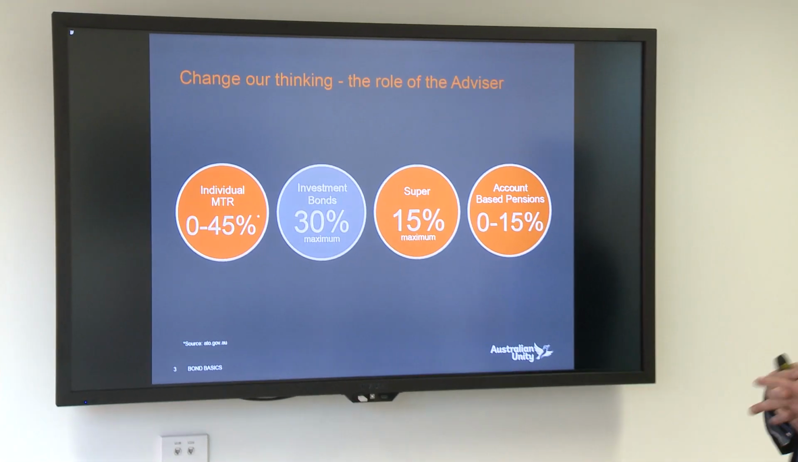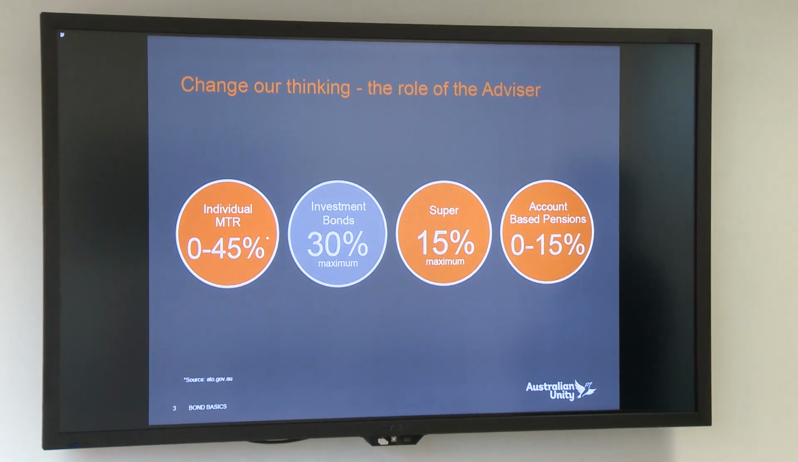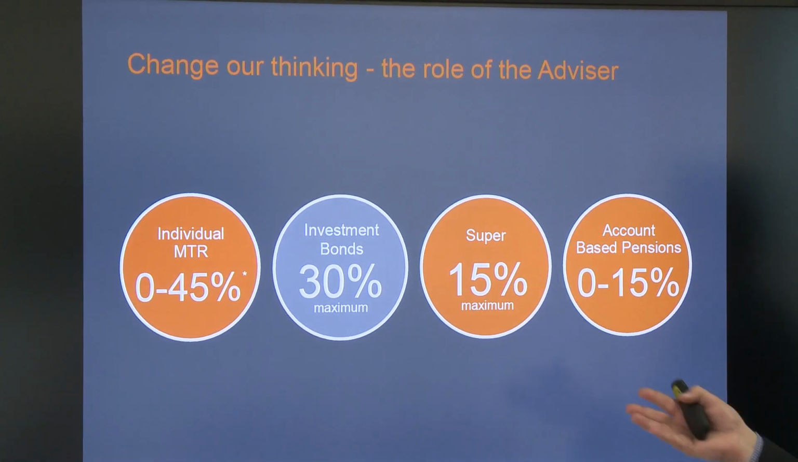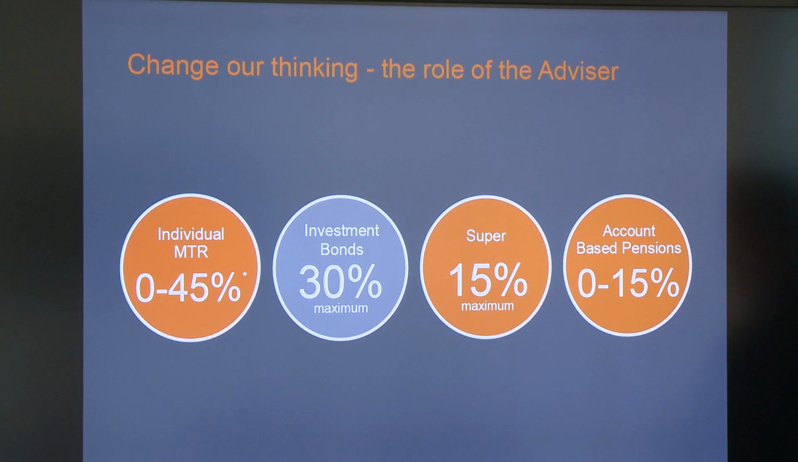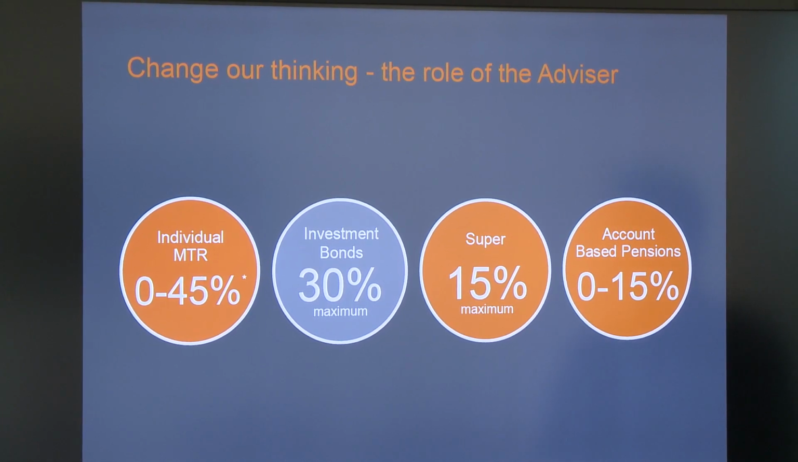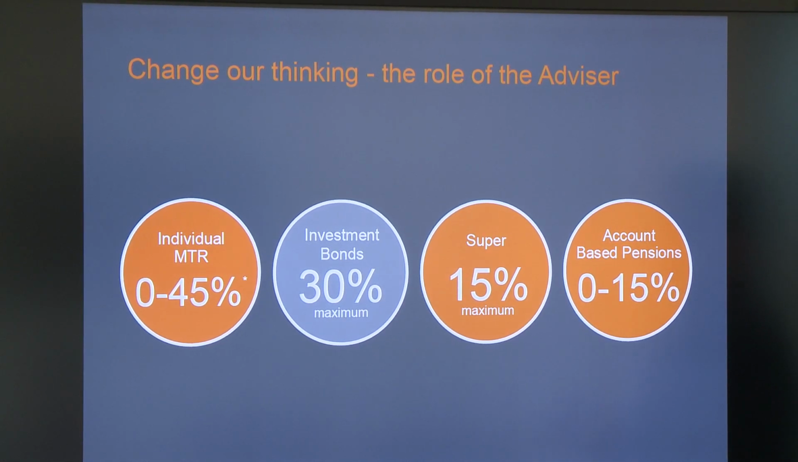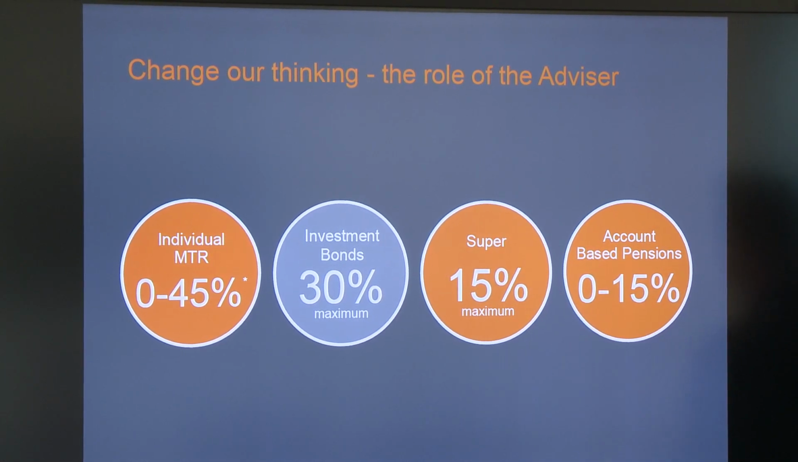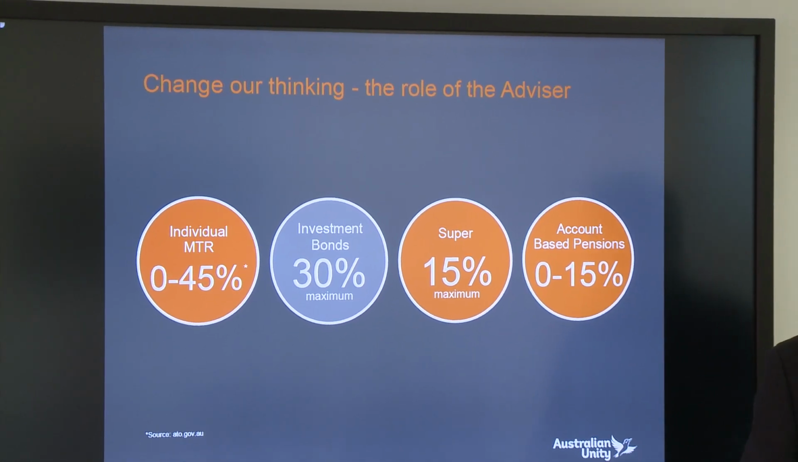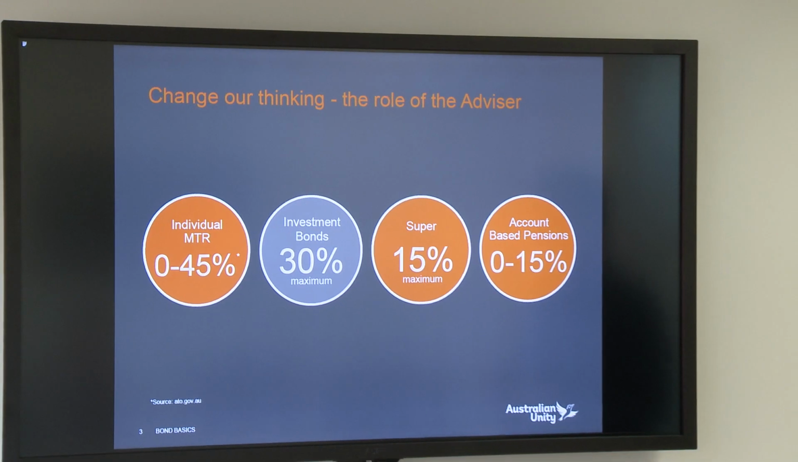So the tax structures we're all familiar with for most of us is ordinary investment taxed at our marginal rate. We've got superannuation and account-based pensions or income stream investments, which are taxed very concessionally. But what we're going to talk about today is investment bonds, which are taxed at a maximum of 30 cents in the dollar. And we'll talk through that as we go through this presentation.